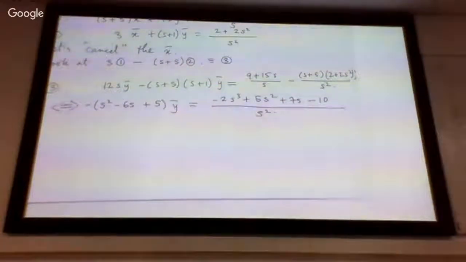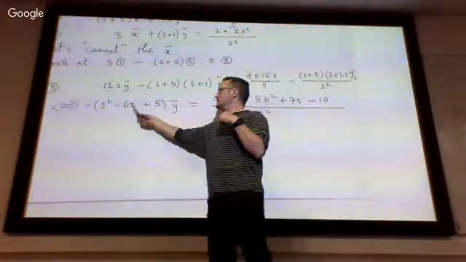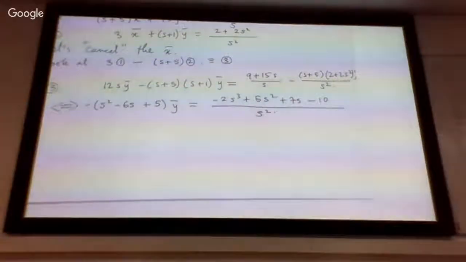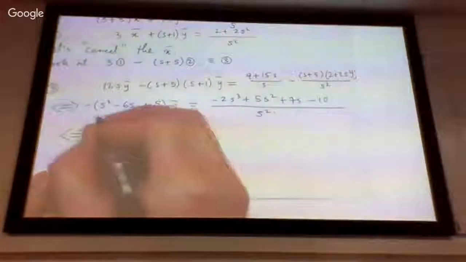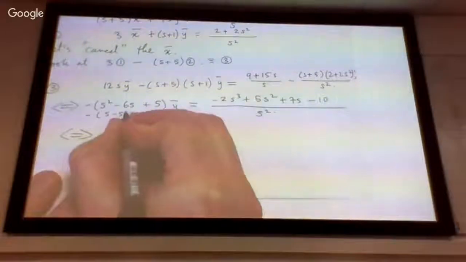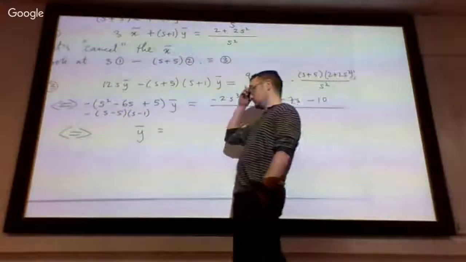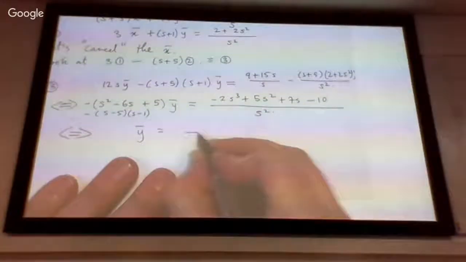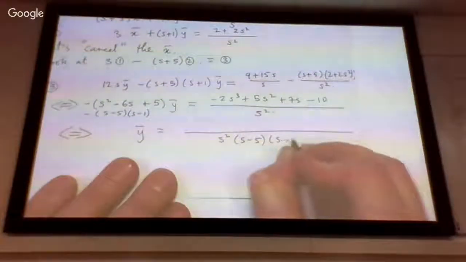Okay, but we're zeroing in on our solution y bar. Remember, y bar is a function of S. So now we just got to divide both sides by that polynomial. We notice a couple of things. Well, firstly, this polynomial here on the left, it's S minus 5 by S minus 1, isn't it? Factorizes. So we're going to divide both sides by that. So the new denominator here is S squared, S minus 5, S minus 1.